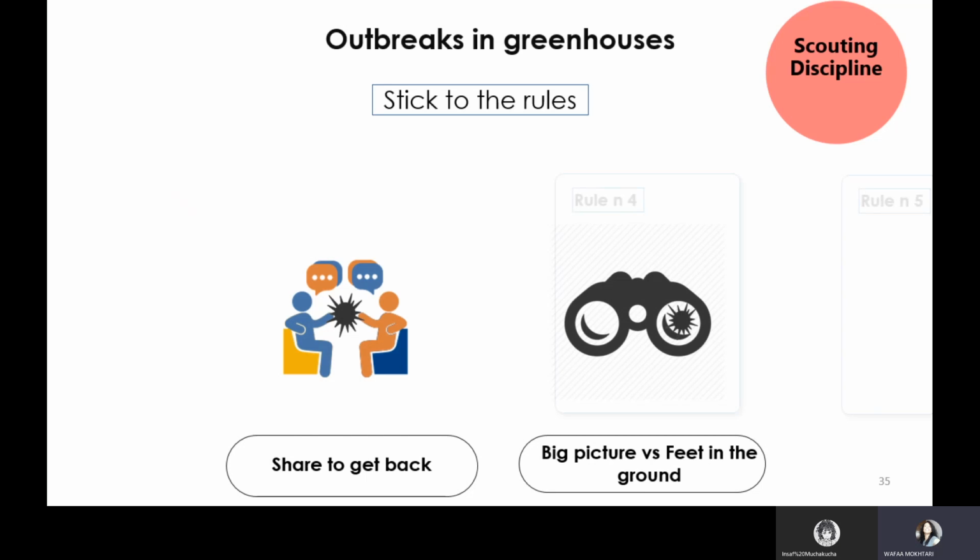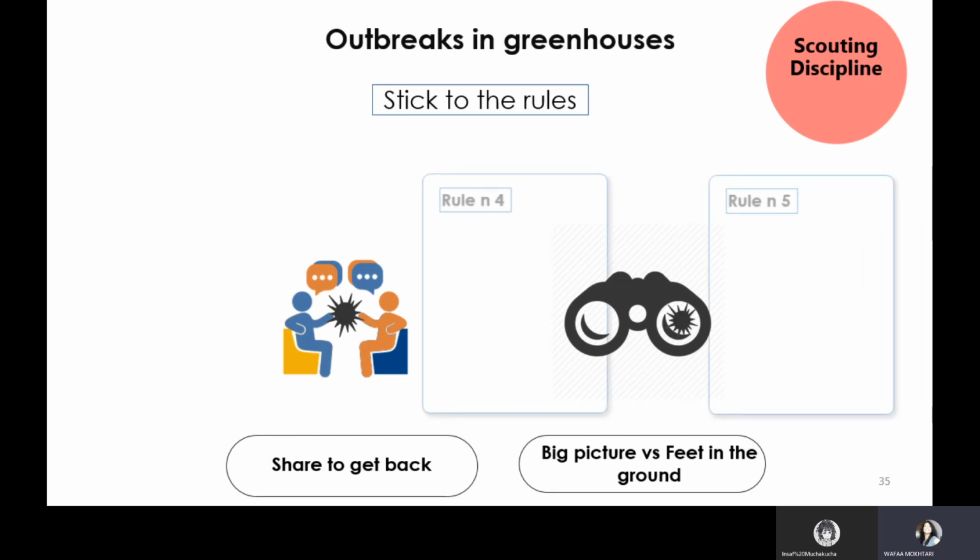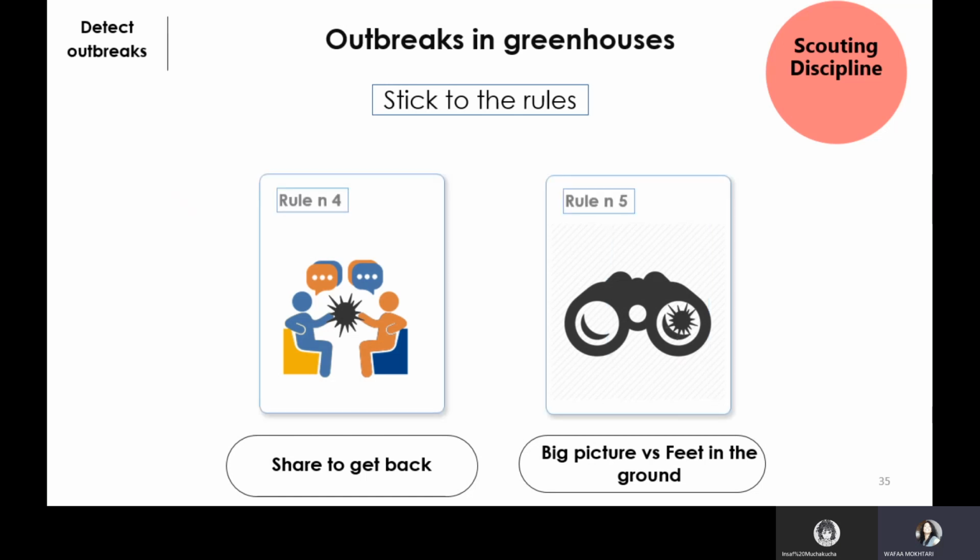Number 4, share to get feedback. If you have any problem, you should share it with someone more expert, maybe in the neighborhood. If you have a diagnostic laboratory, ask them. Know with whom you share your problem, of course, to get more important and consistent information about it.